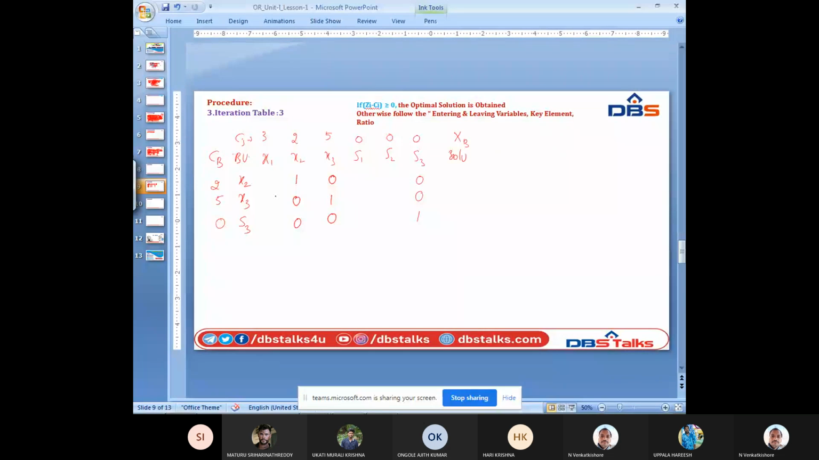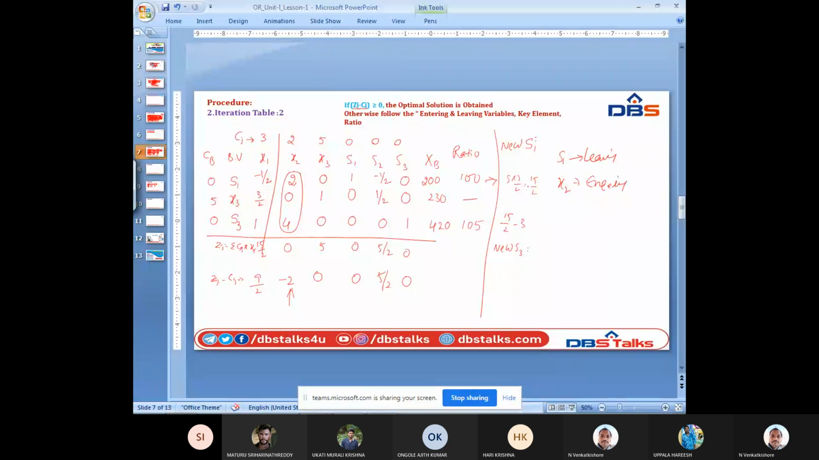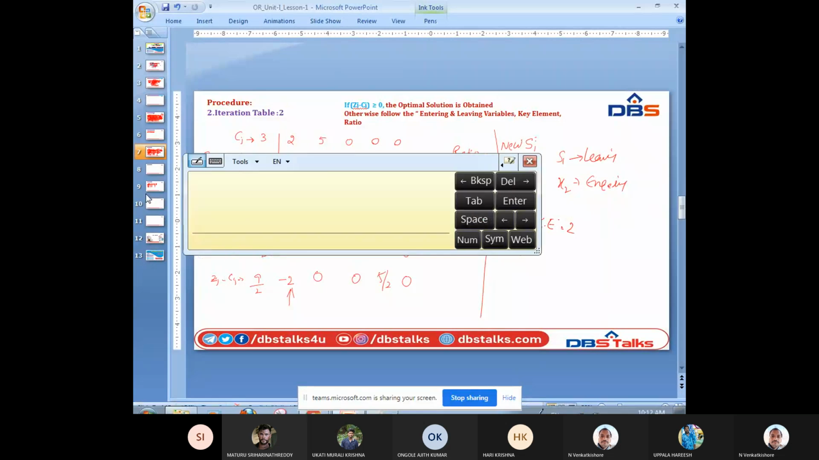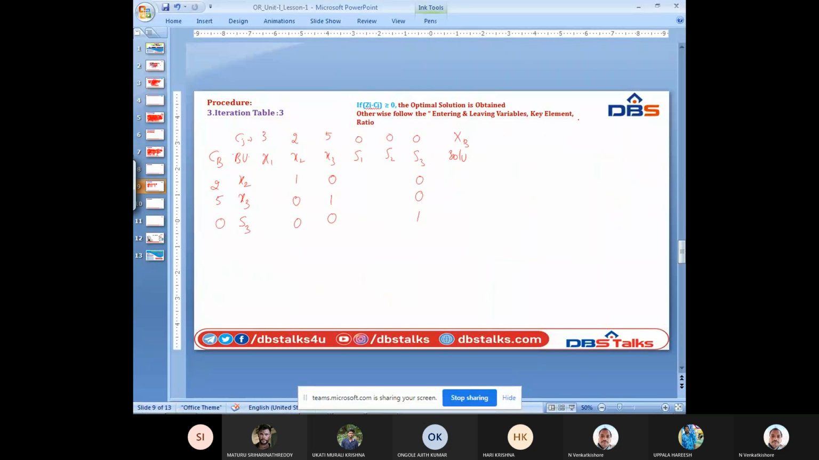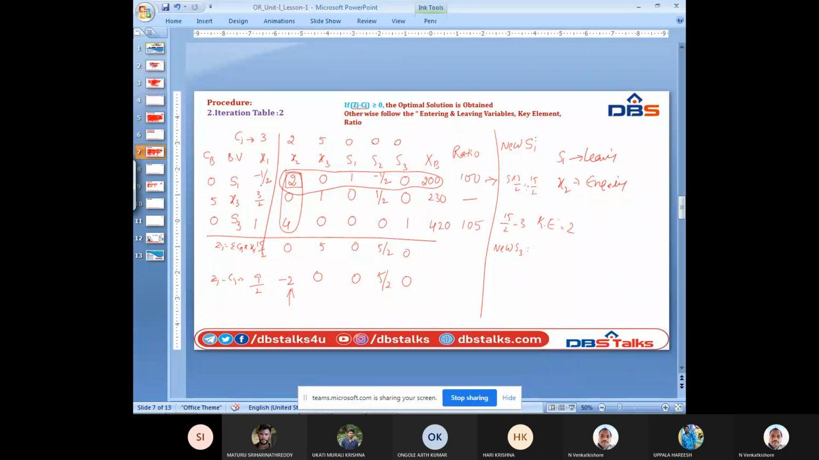Again, after that, which one is the leaving or newly entered? This is the newly entered, where it is the key column and key row, key element as 2. Divide the key element in the newly entered thing. Newly entered thing is x2. So x2 is replaced with the new values. New values is -1, 2, 2, -1 by 2 by 2. So -1 by 4, 2 by 2, 1, 0 by 2, 0, 1 by 2, -1 by 4.